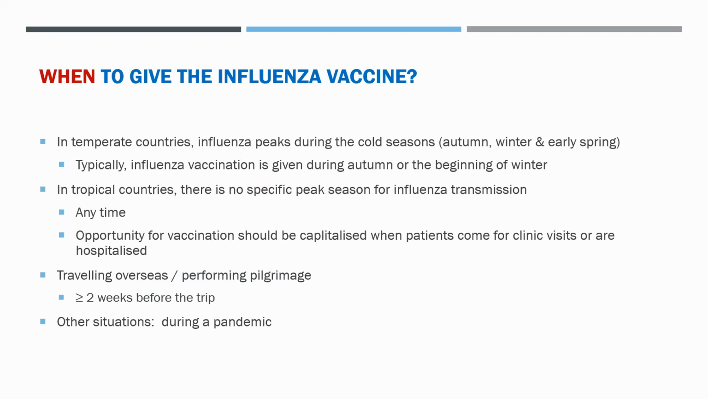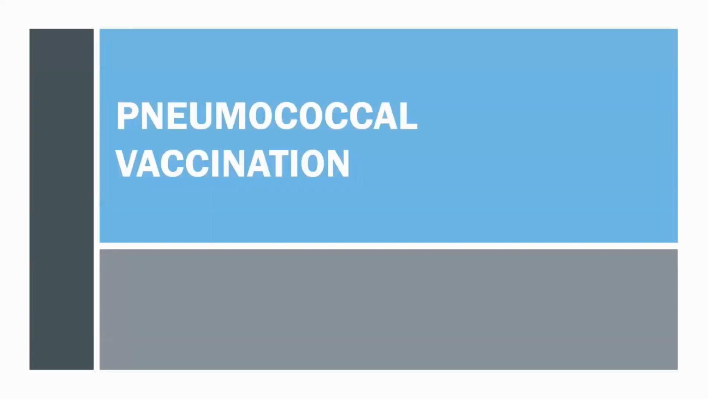In a tropical country like ours, I think any opportunity should be capitalized on when the patient comes to a clinic visit or is hospitalized, because the vaccine takes about 2 weeks to develop sufficient immunity. So anyone traveling overseas or performing pilgrimage should take the vaccine at least 2 weeks before the trip. And of course, during a pandemic, we have to take an additional vaccine because the seasonal flu vaccine may not be adequate to protect us from the pandemic flu. So I've completed the talk on the flu.